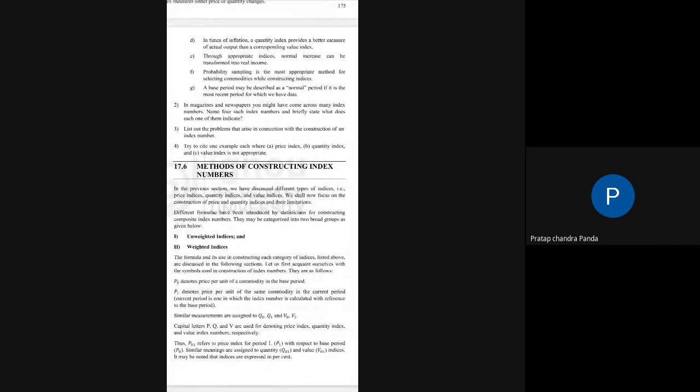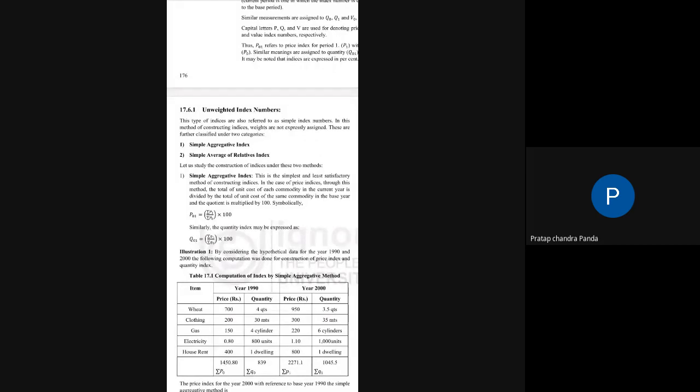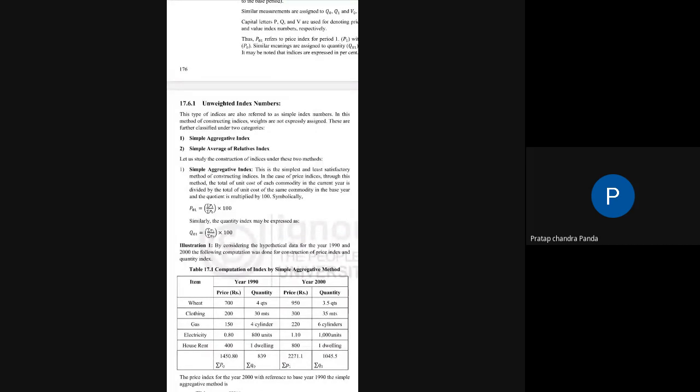There are two methods of constructing an index number: unweighted indices and weighted indices. Under unweighted index numbers, there are two formulas: simple aggregative index and simple average of relatives index. In simple aggregative index, if we are studying the price index, the price of a particular year divided by the price of the base year into 100, given as sigma p1 divided by sigma p0, the base year price, into 100. Similarly, if quantity is studied, the quantity of the particular year divided by the quantity of the base year into 100.